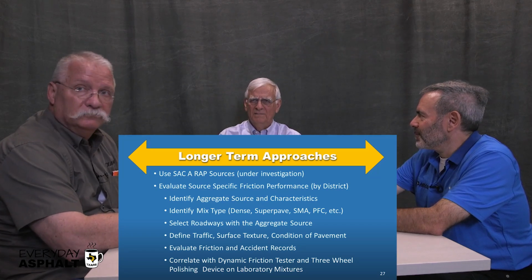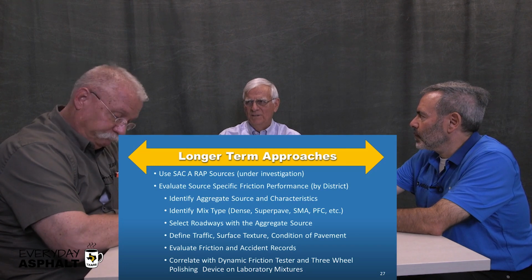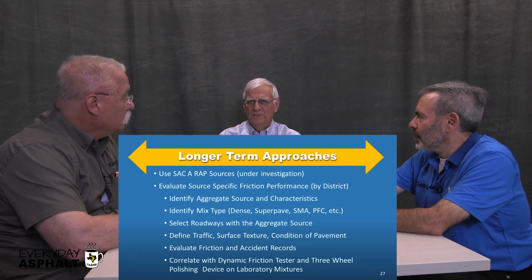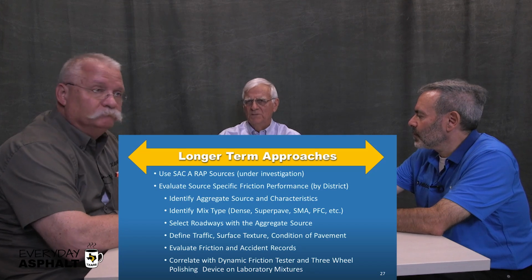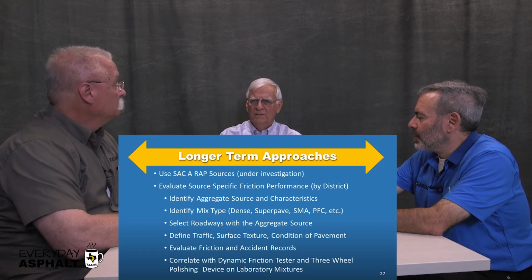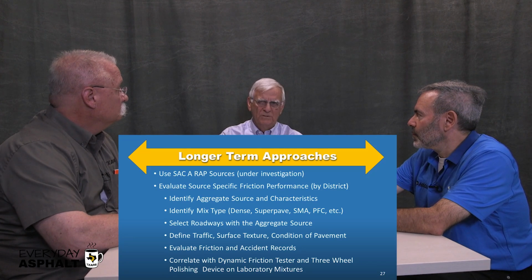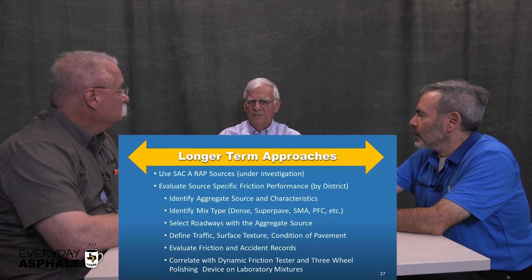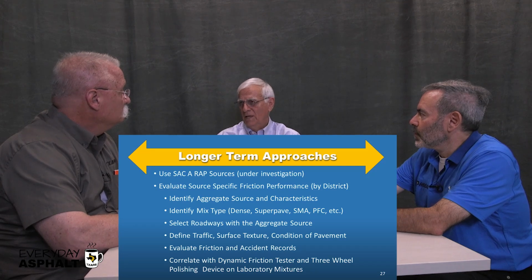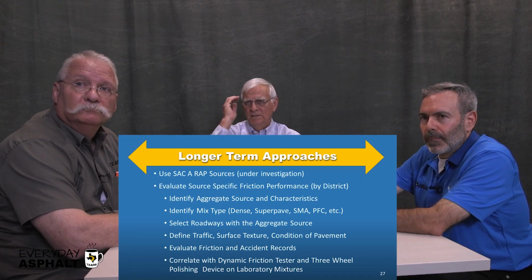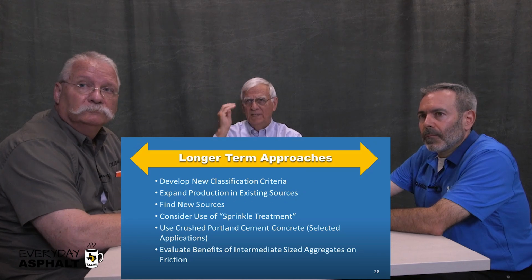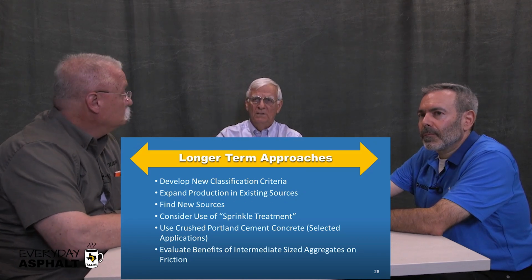And as an engineer, you're not going to select something that you're worried about not providing the friction. It's going to be based on traffic, surface texture, friction measurements you made on the roadway, et cetera. And this will involve some of the research that Richard's talked about, correlation of dynamic friction tester to friction testing on open highways with a lock wheel skid trailer, et cetera. So there's a number of things we can do there. Maybe we need to develop a new classification criteria. There's a little bit of work going on on that.